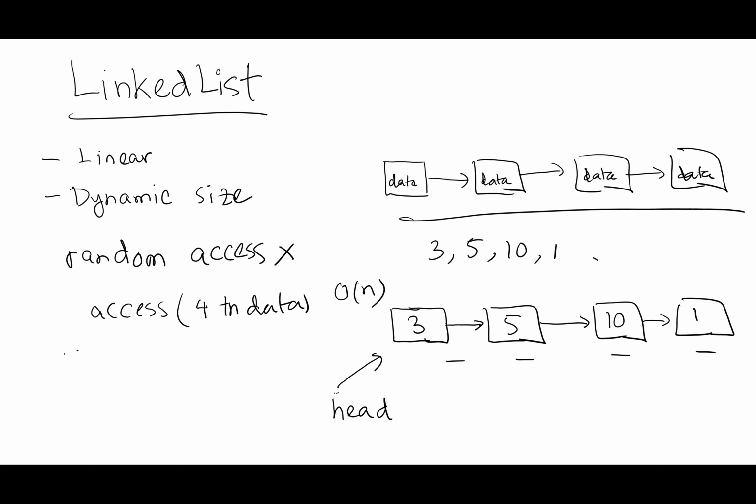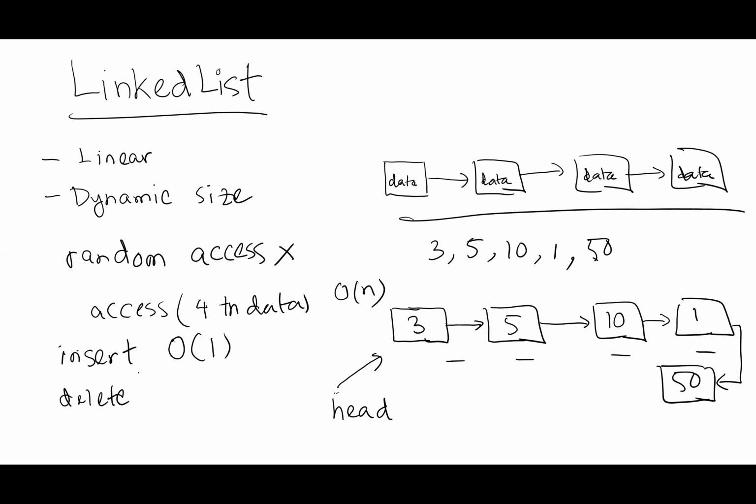The thing is, insertion always happens at the end. So suppose a new data comes, like suppose I want to add another integer 50, so this one will be inserted at the end. And I can keep a pointer at the end, so insertion can be order of 1. Okay, and deletion also can be order of, so let's look at the deletion.